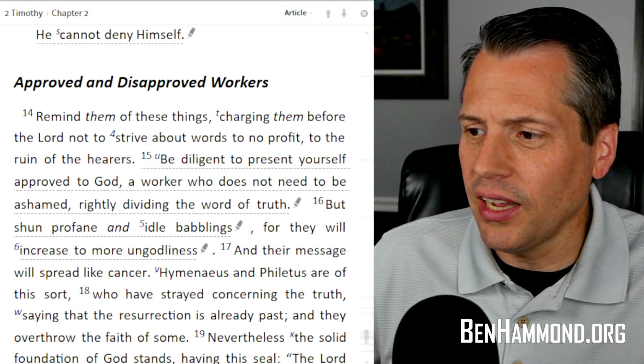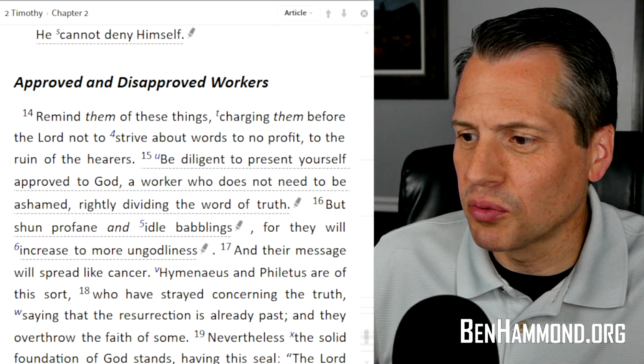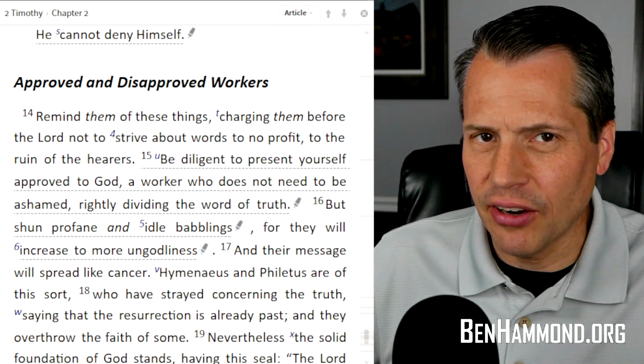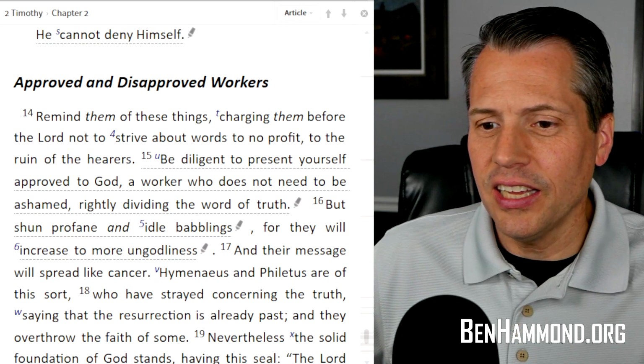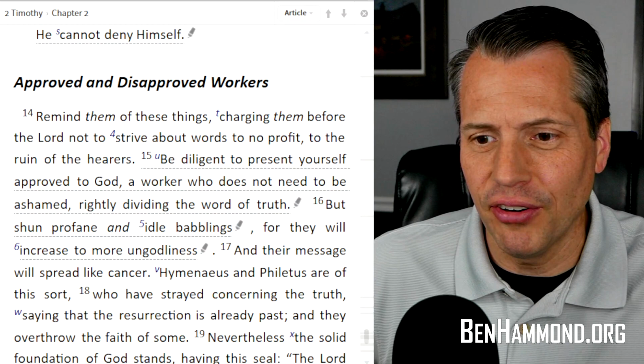But shun profane and idle babblings, for they will increase to more ungodliness, and their message will spread like a cancer. Now, I believe in the King James it says canker, and some of the other Bible versions will use the word gangrene, I understand. And that's because the actual Greek word is the word from which we get our English word gangrene.